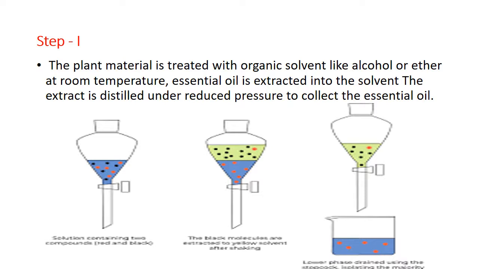The plant material is treated with the organic solvent, and all this mixture is taken into the separating funnel. It is shaken very well so that they mix thoroughly. The extraction of the essential oil takes place in the organic solvent, as the oil is insoluble in aqueous medium, means in water, but it is soluble in organic solvent. Hence the oil gets extracted in the organic solvent, and other impurities or components which we don't want get dissolved in the aqueous layer, and in this way essential oil is separated by using this separating funnel.